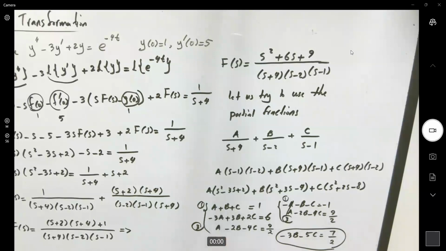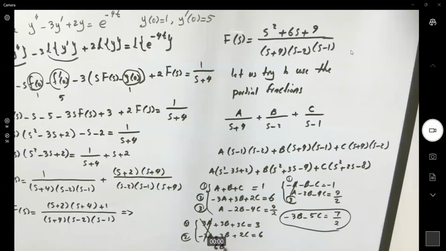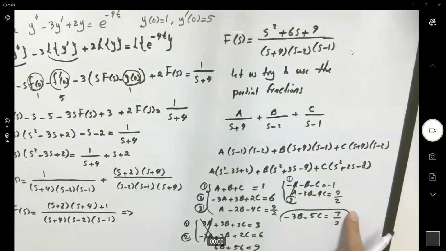Now we can take, for example, 1 and 2 and make some adjustments here. We can multiply this by 3, so we get 3a plus 3b plus 3c equals 3, and we have negative 3a plus 3b plus 2c equals 6. So these two get canceled out, and then what we have is 6b plus 5c equals 9. So far we have these two systems of equations.